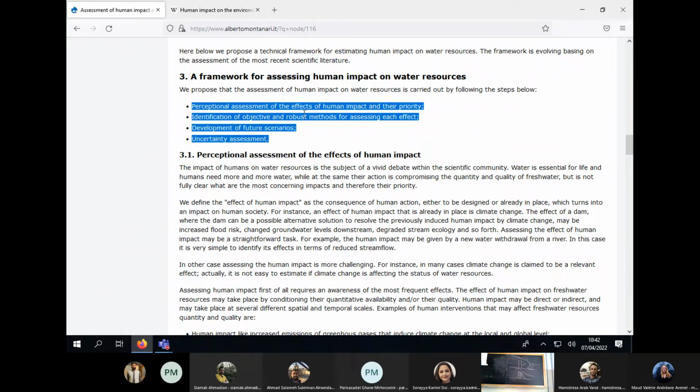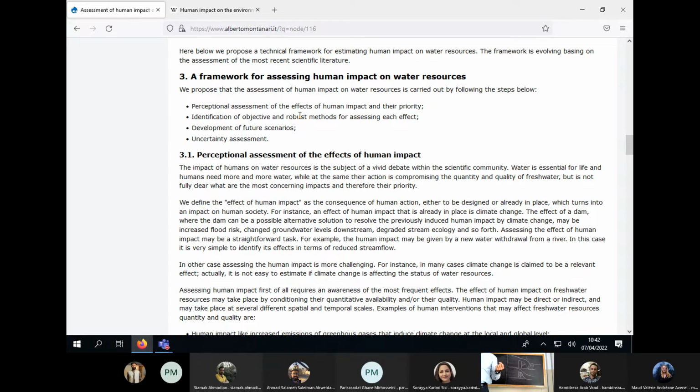Second step is the identification of objective and robust methods for assessing each impact. So, okay, groundwater exploitation is the priority, perfect. How can we use our current knowledge in order to improve our knowledge of groundwater systems? Development of future scenarios, because this is the role of the engineer. The engineer has to make predictions. Design variables: when you estimate a design variable, you're making a prediction of what may happen in the future.